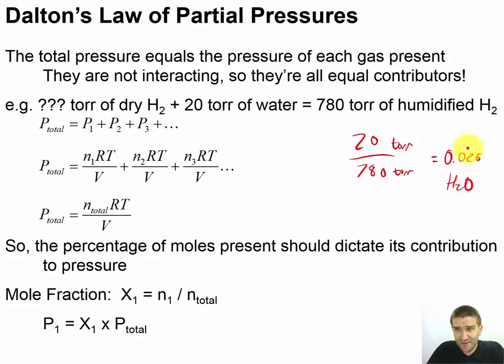And of course, the rest of that 100% would be from the hydrogen. So I could either just go ahead and calculate it again, or I could just subtract that from the value 1. And either way, I'd get the partial pressure of the dry hydrogen mixed in to make the humidified hydrogen.